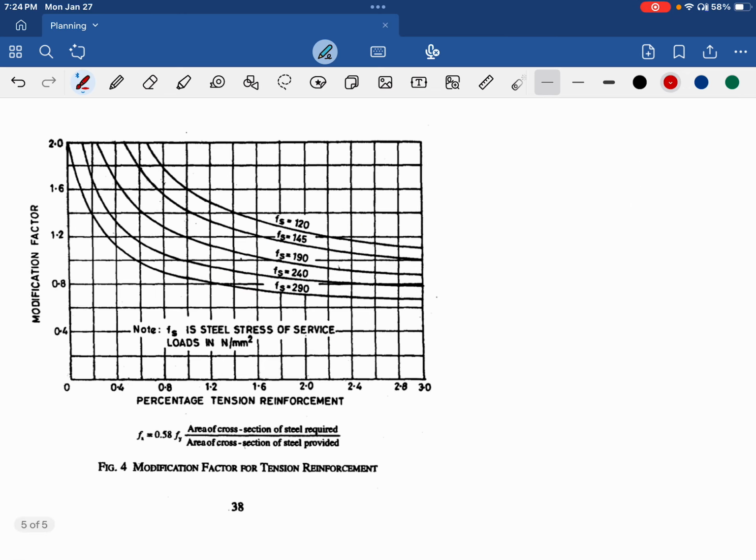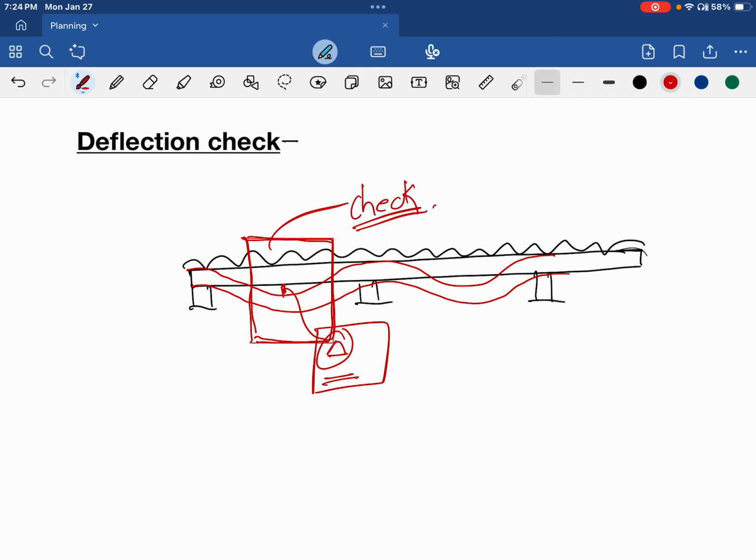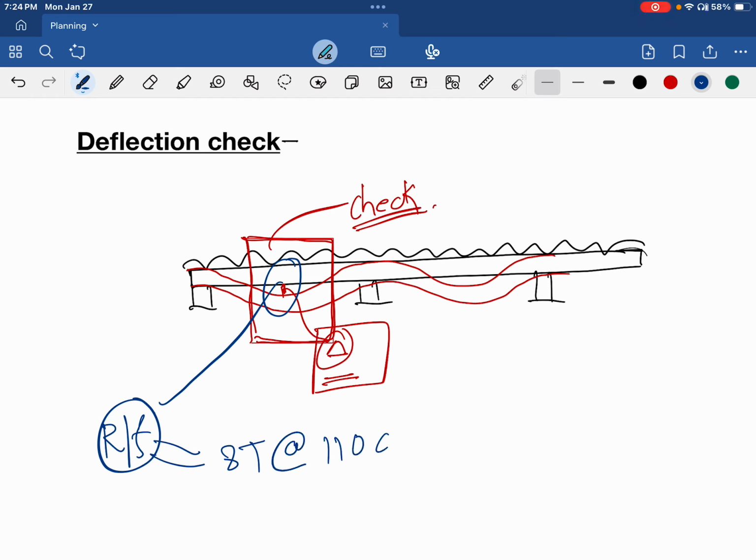So let's check it. First of all, we need to identify what reinforcement we have provided at the midspan, at this location. If you see the design that we have done today, we have provided 8 mm dia bars at the rate of 110 mm center to center spacing at this midspan.